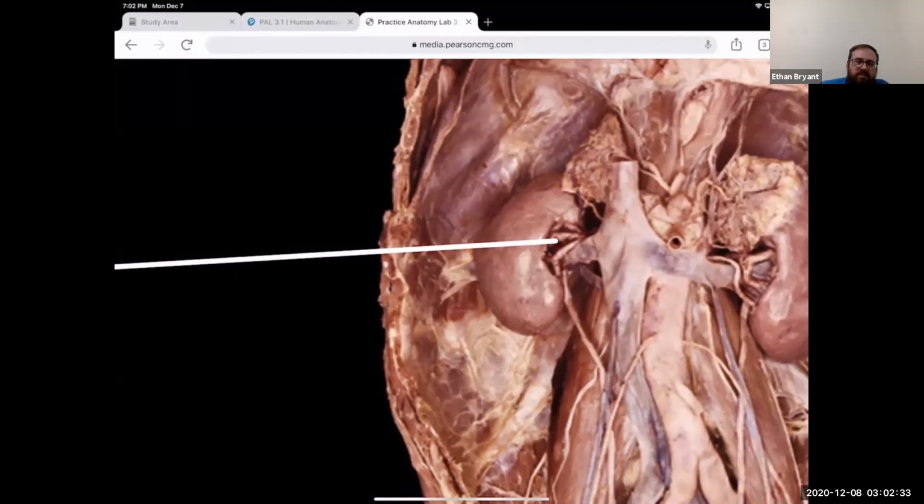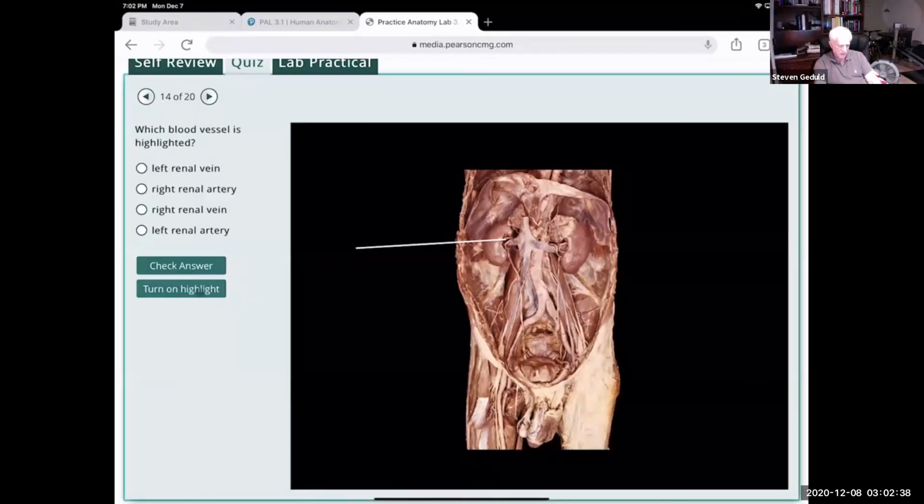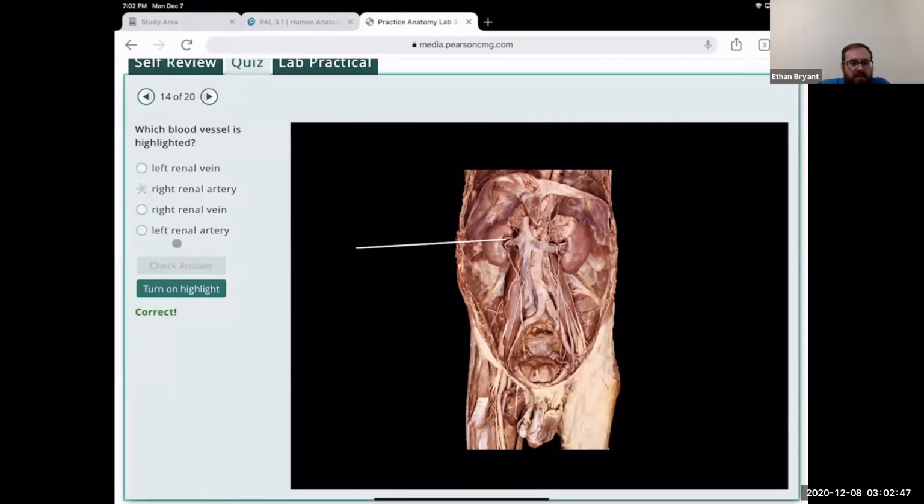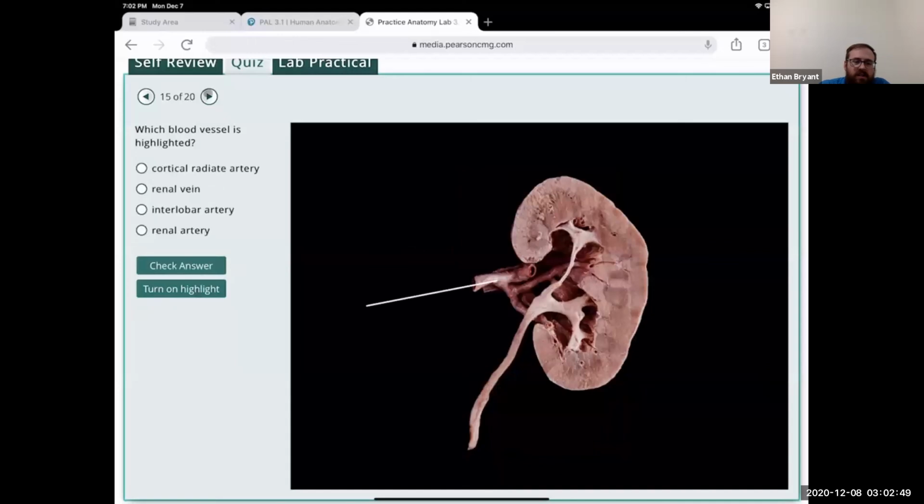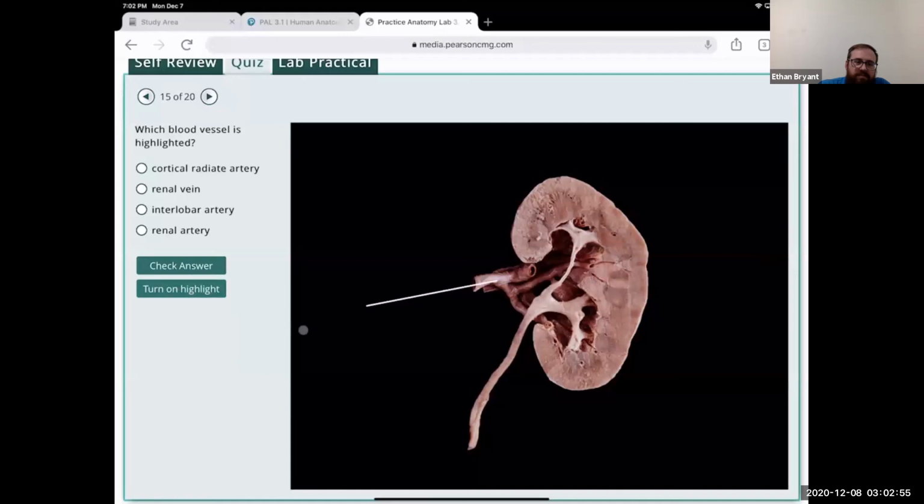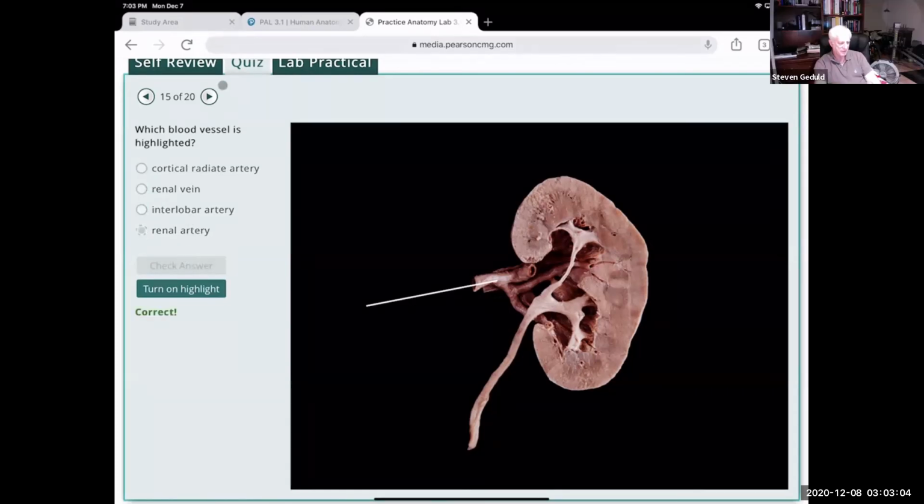Okay. It's kind of hard to see. Then you turn the highlight on again. I assume it's the right renal artery. I would agree. Okay. Perfect. And this is the renal artery. Renal artery. That's the new deltoid. Oh, there it goes. Got the right answer.